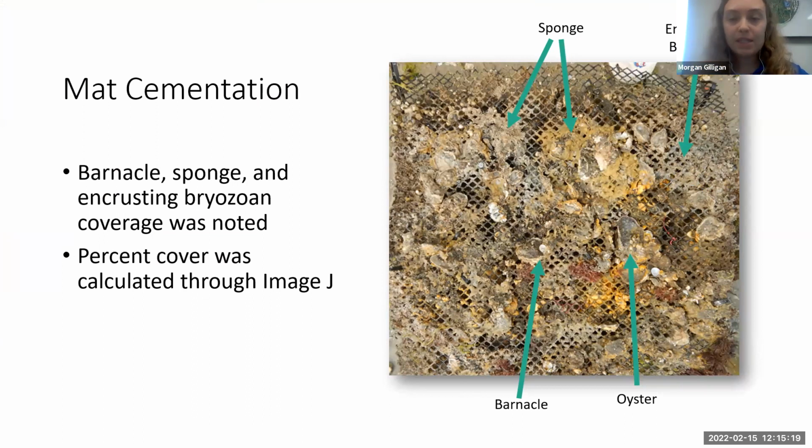In terms of mat cementation, organisms such as sponge, encrusting bryozoan, and barnacles were noted to aid in cementation. There were also oysters present, but these were not included in the study because they seemed to grow on the mesh itself and grow outwards, so they did not aid in cementation. And all of these calculations were conducted through ImageJ.